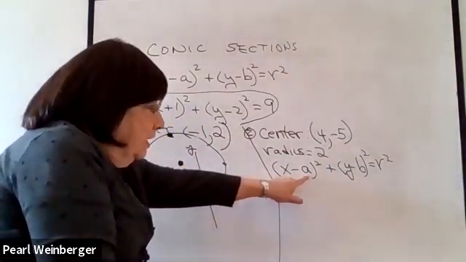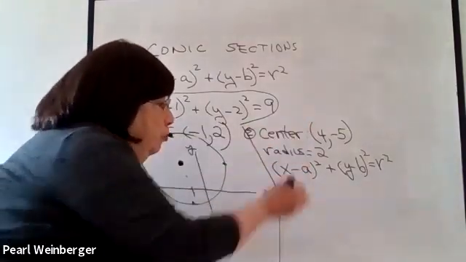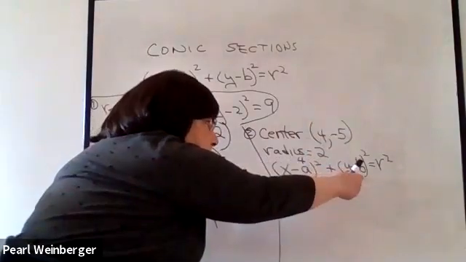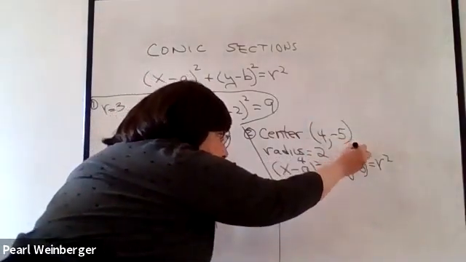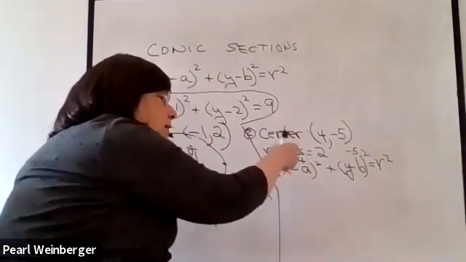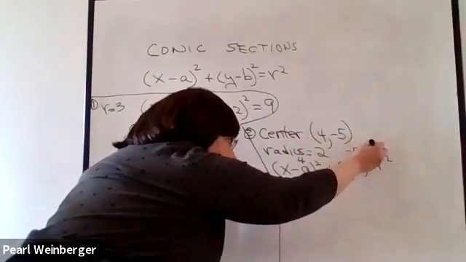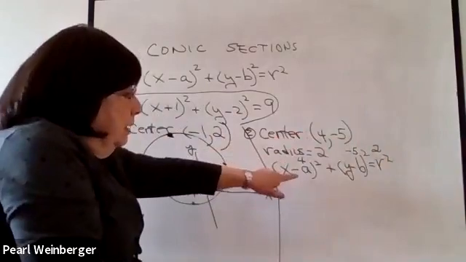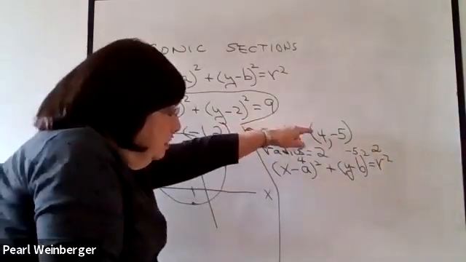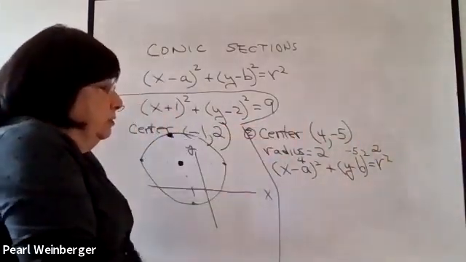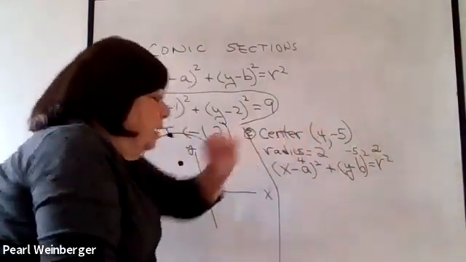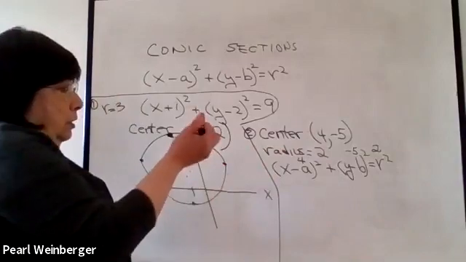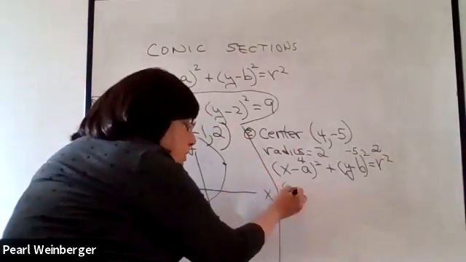In place of the a, I have to put the 4. In place of the b, I have to put the -5. And in place of the r, I have to put the 2. Because that's what this tells me. The a is the x of the center. The b is the y of the center. And the r is the radius. So if I do this, this is what I get.